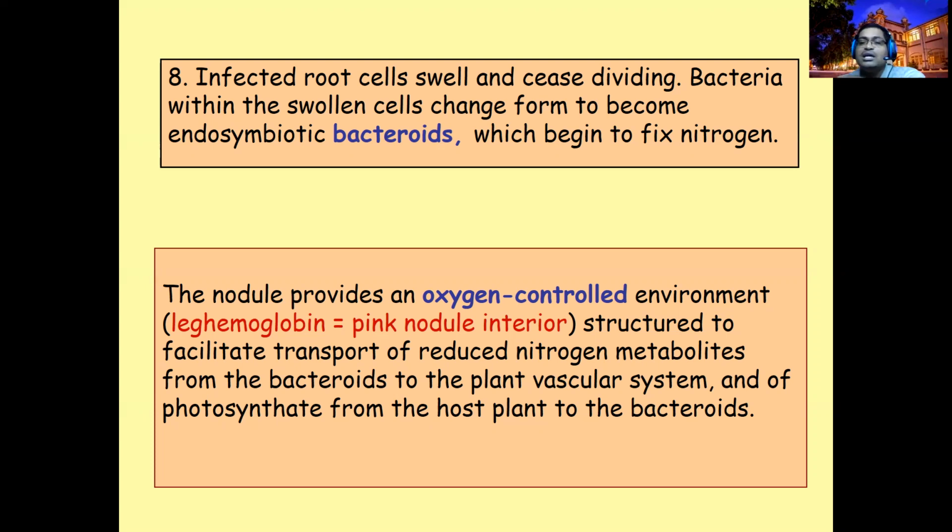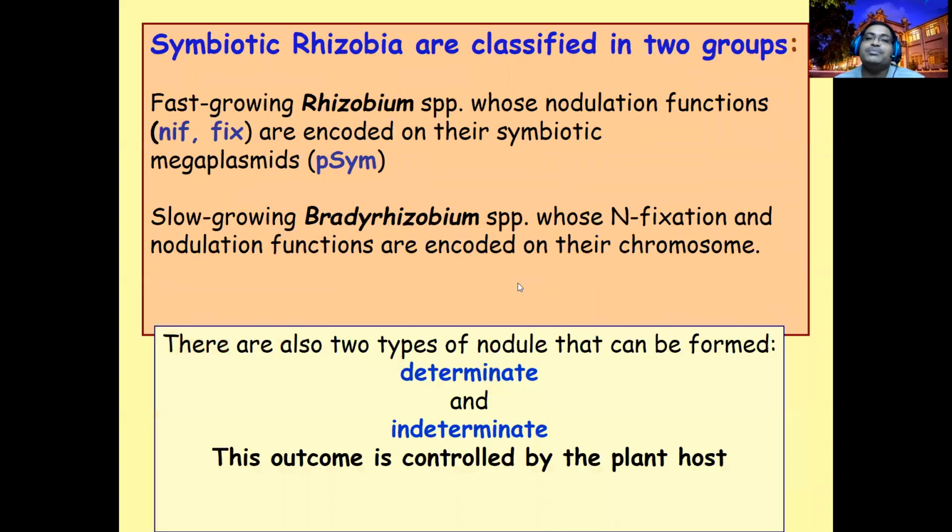Immediately, if there is oxygen, leghemoglobin traps that oxygen, so that the ammonia fixation will not be interrupted. Nitrogen fixation will not be interrupted, right? So the symbiotic nitrogen fixation bacteria are classified into two groups. One is determinate, the other is indeterminate. The fast growing bacteria we call rhizobium. The slow growing bacteria we call bradyrhizobium. That is the determinate one and the indeterminate one, right?